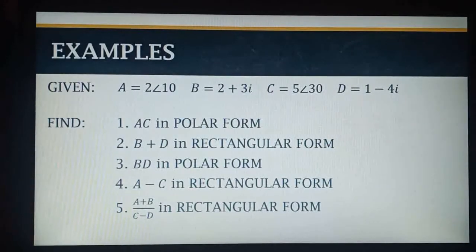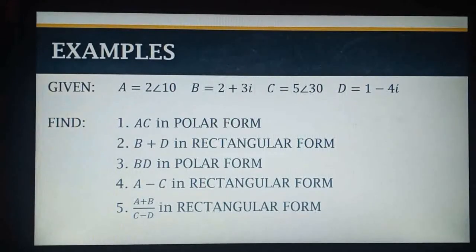Okay, now we will perform examples. We have 5 examples. Given that you have 4 complex numbers, first is A multiplied to C. You have to get AC in polar form. Next is B plus D in rectangular form. Next is BD in polar form. Next is A minus C in rectangular form. And the last item is A plus B all over C minus D in rectangular form. So let's start with example number 1.